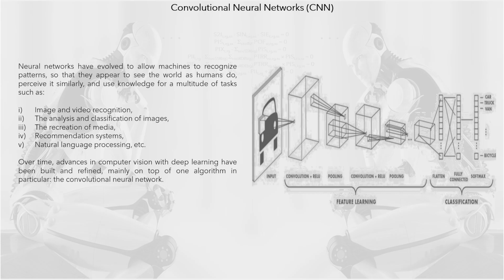Neural networks have evolved to allow machines to recognize patterns, so that they appear to see the world as humans do, perceive it similarly, and use knowledge for a multitude of tasks such as image and video recognition, the analysis and classification of images, the recreation of media, recommendation systems, natural language processing, etc. Over time, advances in computer vision with deep learning have been built and refined, mainly on top of one algorithm in particular, the convolutional neural network.